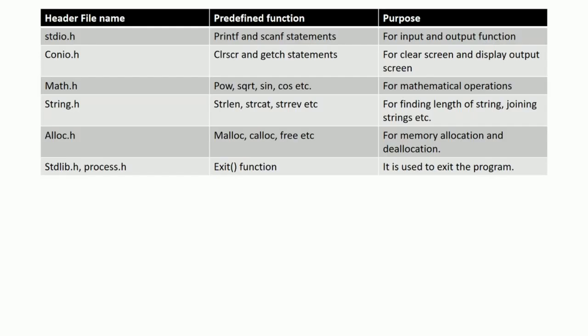Okay, so now as you can see on your screen, I have given a table which shows the header file name, predefined function and its purpose. So stdio.h header file is used for input and output functions, and their predefined functions are printf and scanf statements. Printf and scanf statements are used for taking input and output from users. The next header file is conio.h, which is used for clear screen and display output screen, and clrscr and getch statements are their predefined functions.